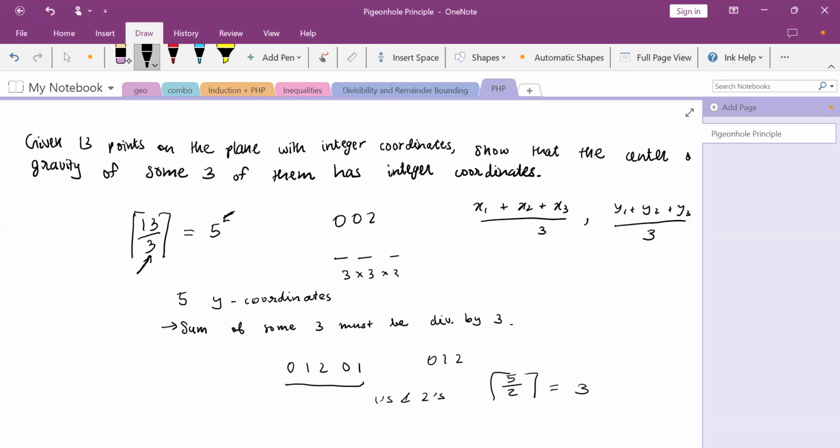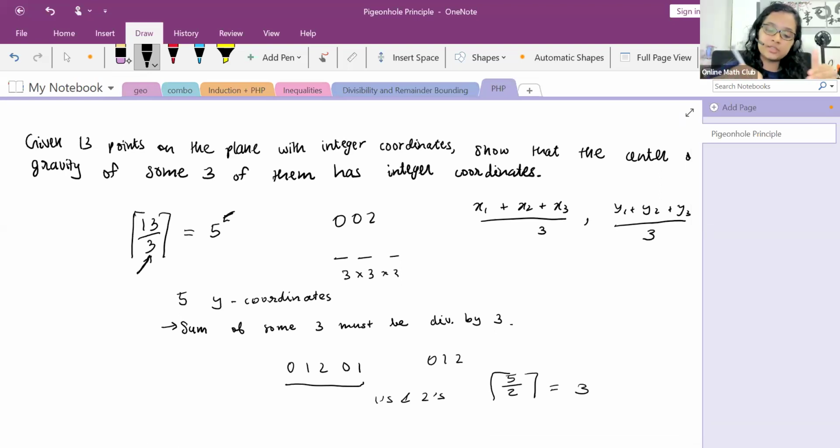Can you please tell why you divided by 2? Okay, so you have some five y coordinates, and you want to show that some three of those have a sum divisible by 3. So if you have some three of them which are 0, 1, and 2, all different modulo 3 values, then you can just take 0, 1, and 2, right? Because the sum is 3.